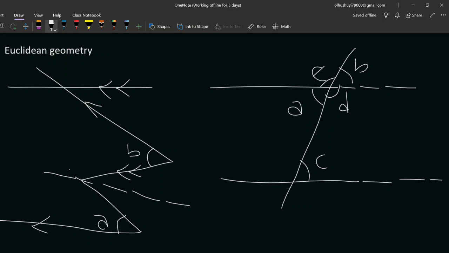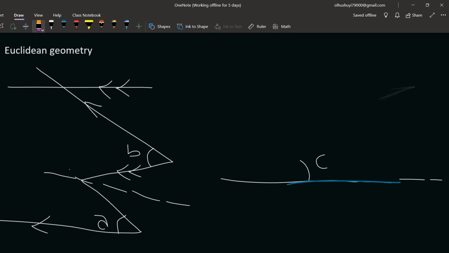Of course, you know again, C and B, they are corresponding angles. And let me quickly show the Z angle. The Z angle, A and C, they are alternating angles. So those are some of the things we want to talk about. Just a recap. Let's have some questions.